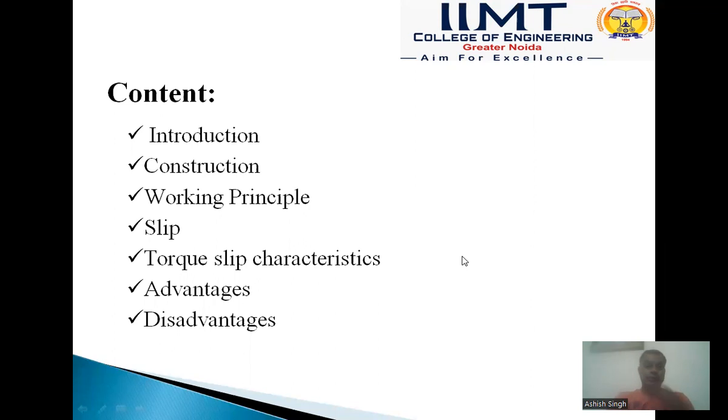Introduction. In this topic, we will discuss the basics of three-phase induction motor and then the construction of three-phase induction motor. After completing construction, I will discuss the working principle of three-phase induction motor. In this topic, we will discuss on which principle the three-phase induction motor works and how it rotates.